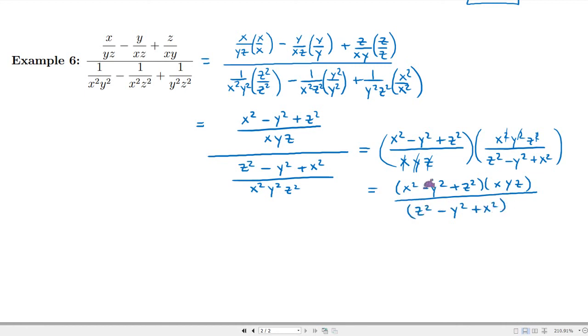Are these two the same? Well, look, it's x squared minus y squared plus z squared. So x squared minus y squared plus z squared. So you see these two are actually the same. So we're actually left with just xyz.